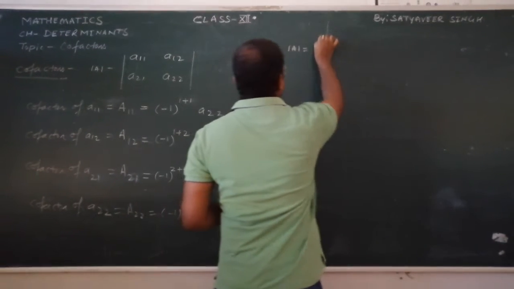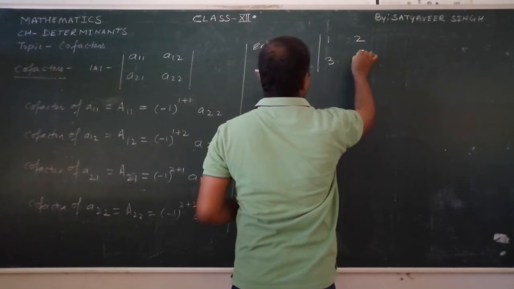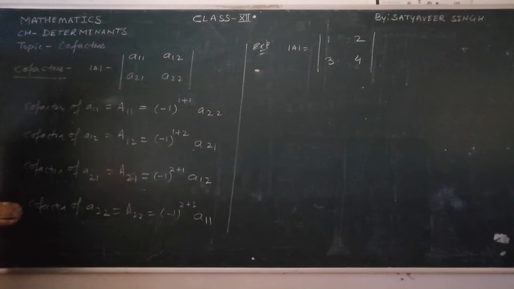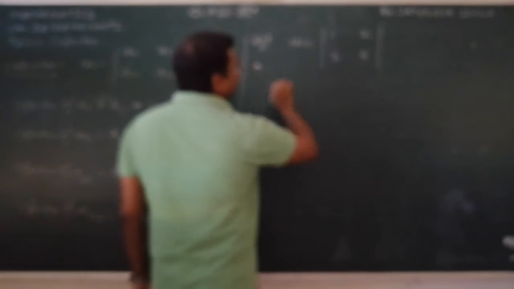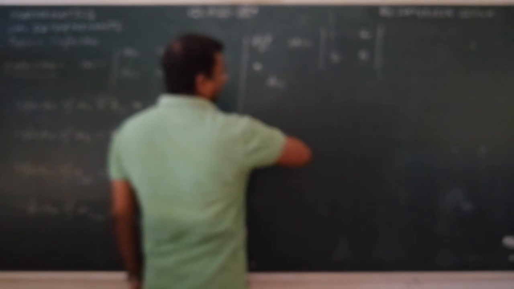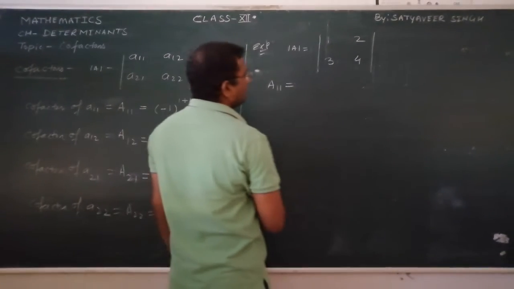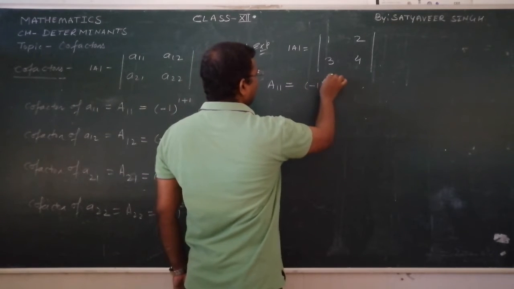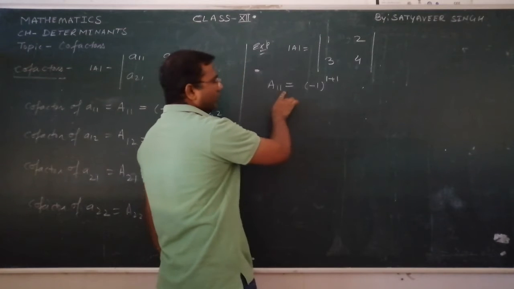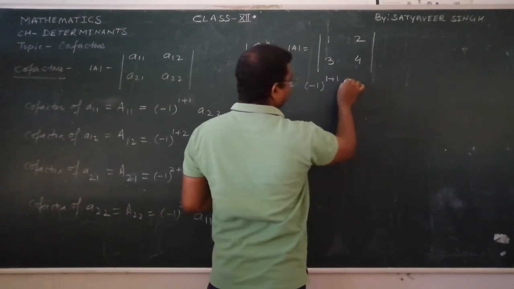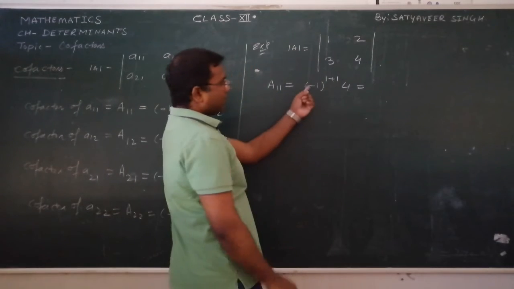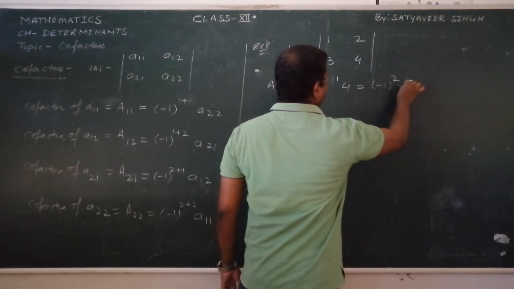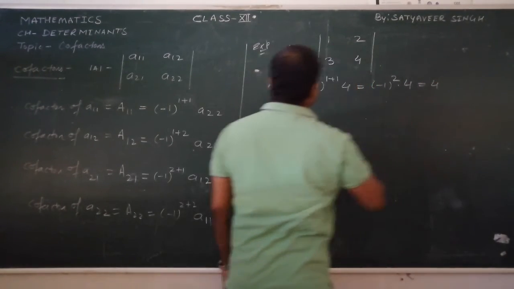Suppose one determinant I have taken 1, 2, 3, 4. Okay, very simple elements I have taken. Now I will find the cofactor of the first element, that will be represented by A11, and you will find it as per the rule. So it is minus 1 raised to 1 plus 1, because it is 1 1. The remaining element is what? 4. So you will write here it is 1 only, because minus 1 raised to 2 into 4, it is 4 only.